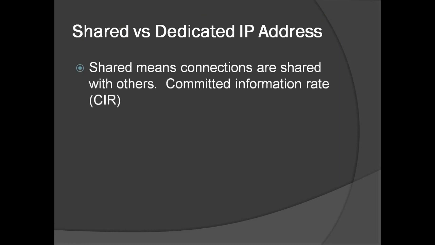Okay, so we have shared, which means connections are shared with others, with a committed information rate, or CIR. If you subscribe to a telecom company, we have what we call shared and dedicated IP addresses. When we talk about shared, we are sharing connections with others. If you are given 100 Mbps, you are not guaranteed the 100 Mbps on your connection because it is shared with other connectivities.